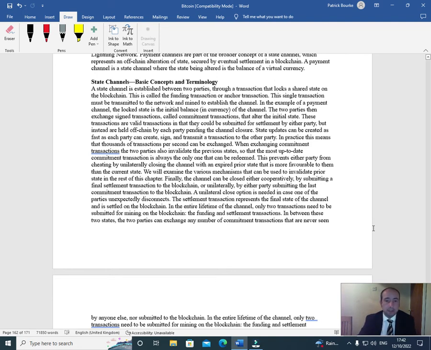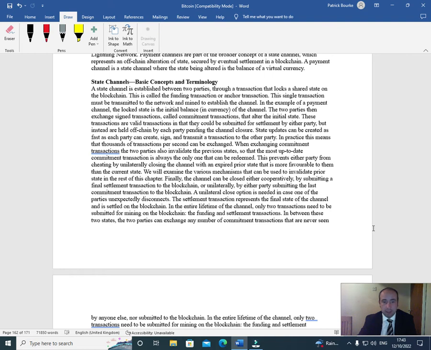State channels, basic concepts and terminology. A state channel is established between two parties through a transaction that locks a shared state on the blockchain. This is called the funding transaction or anchor transaction. This single transaction must be transmitted to the network and mined to establish the channel. In the example of a payment channel, the locked state is the initial balance in currency of the channel.